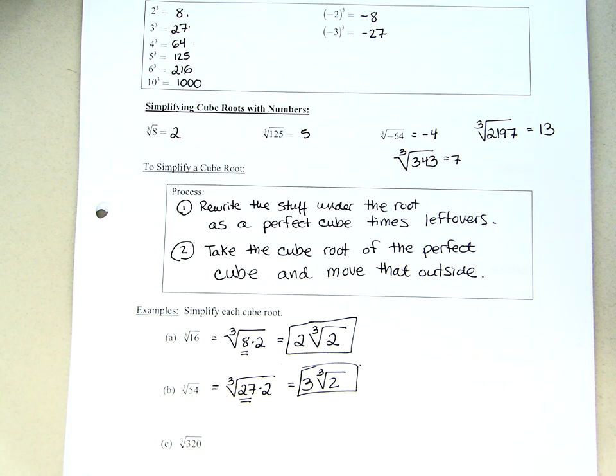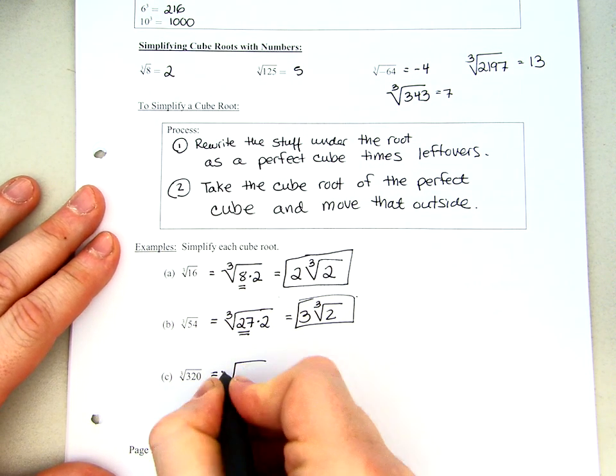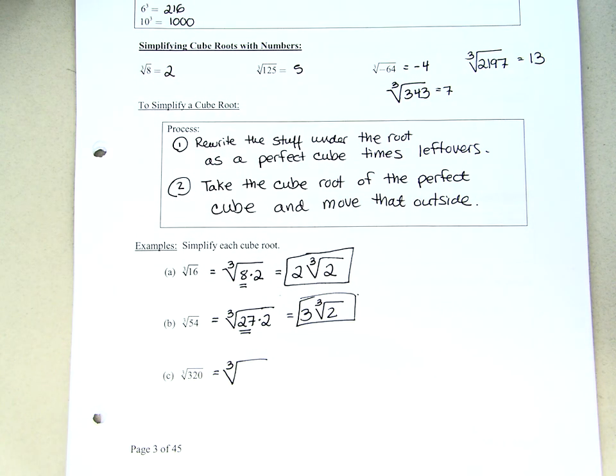Do we see what's going on? Yes. Then you try letter C. And remember, after you're done, look at that number and see, can you do anything more with it? Can you divide that answer inside the root by 8, 27, 64, 125?